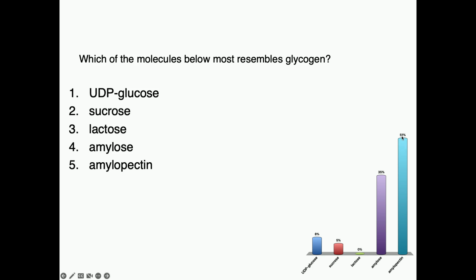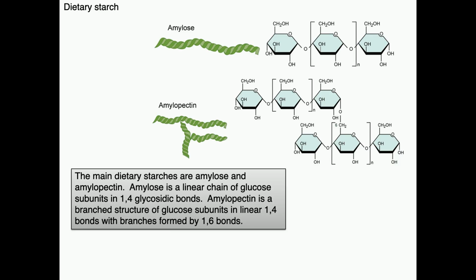So amylose and amylopectin are the two main dietary starches. Amylose is an unbranched chain of glucose molecules, and amylopectin is a branched chain, or a branched network. And that's shown here. So amylopectin has the 1,4 linkages between glucose molecules to make the linear portions, and then the branch points are made by 1,6 linkages. Okay, very similar to glycogen.